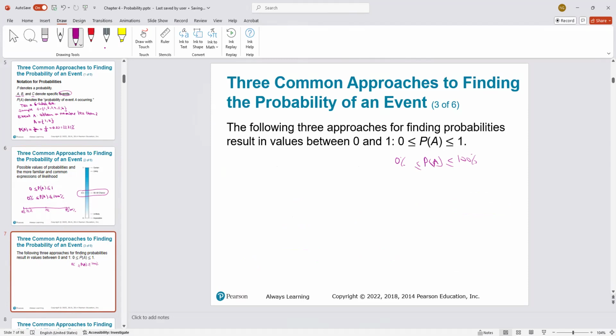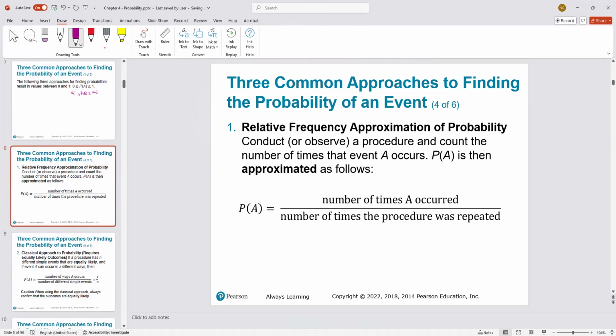That's why the smallest is 0%, the largest is 100%, or you can say 1, when you express it in decimal. So we said the relative frequency approximation of probability: conduct a procedure and count the number of times that the event occurs. Remember, when you toss a six-sided die, the sample space is 1, 2, 3, 4, 5, and 6.